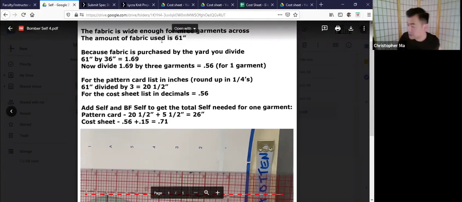So I'm gonna repeat one more time. In your pattern card, you list your yield in inches. In your cost sheet, you list it in decimal. It's not interchangeable. If you don't do this, it is incorrect.